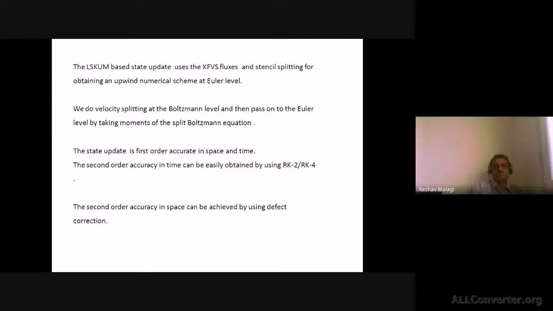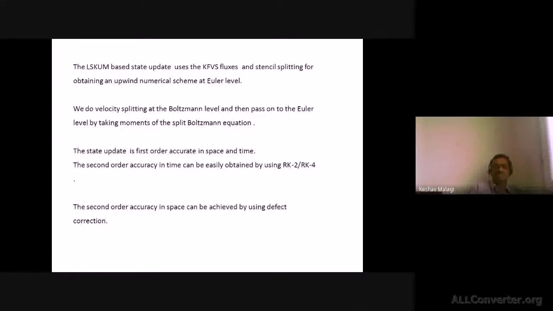Okay. So some points to note here. LSCOM based state update uses the KFES fluxes. It is clear to you now, I suppose. And stencil splitting is used for achieving upwinding. And velocity splitting is done at Boltzmann level, and then we pass on to the Euler level to get the split Boltzmann equation. Here the state update is first order.